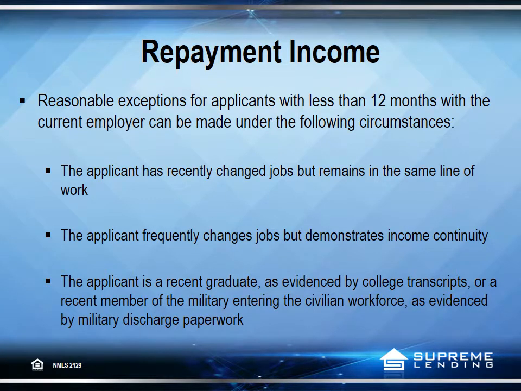Reasonable exceptions for applicants with less than 12 months with a current employer can be made under the following circumstances. The applicant has recently changed jobs but remains in the same line of work. The applicant frequently changes jobs but demonstrates income continuity. The applicant is a recent graduate, as evidenced by college transcripts, or is a recent member of the military entering the civilian workforce, as evidenced by military discharge paperwork.